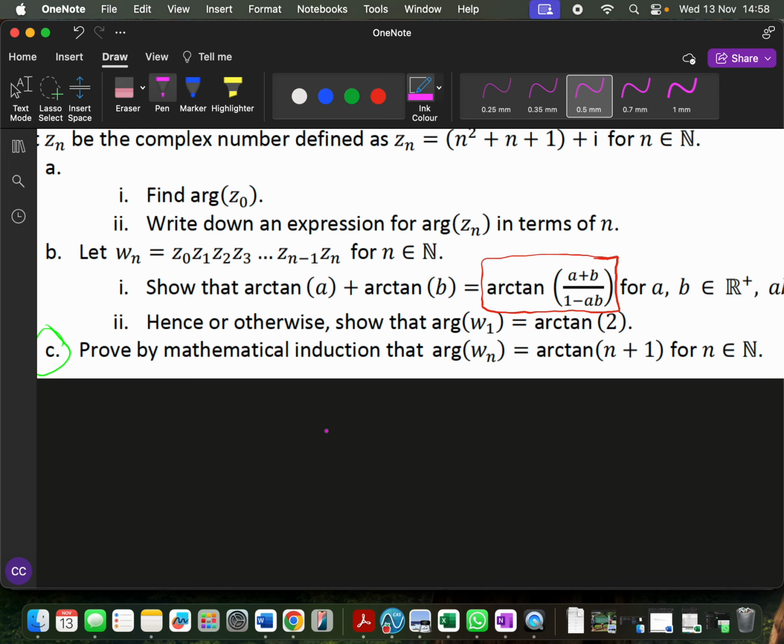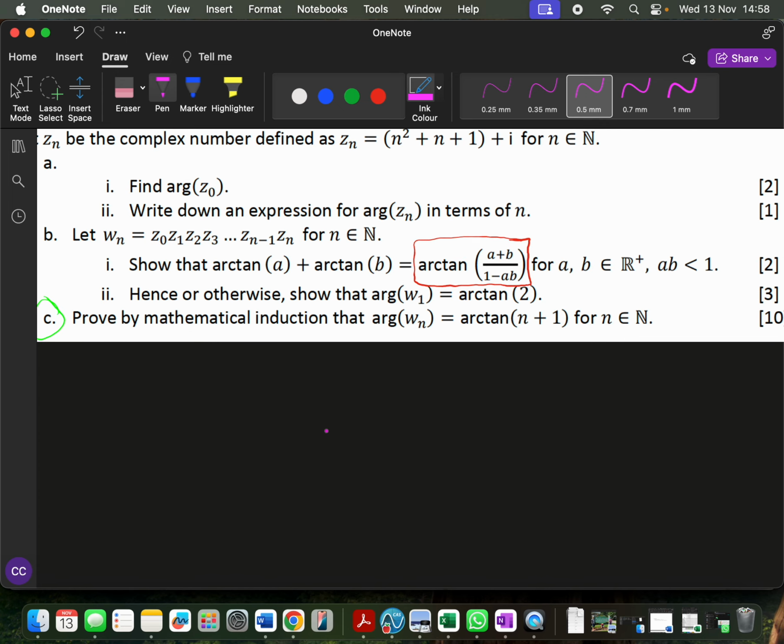Okay, in the interest of this video not being crazy long, I'm just going to do the induction at the end, recognizing that if we had done this all the way through, we would have solved all of these problems, and some of these things are going to have helped us. So, prove by mathematical induction that the arg of Wn is the same as the arctan of n plus 1.